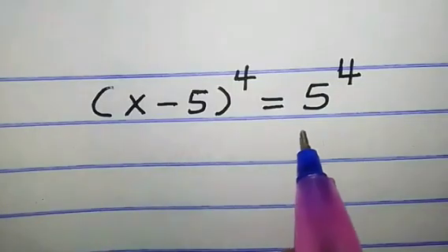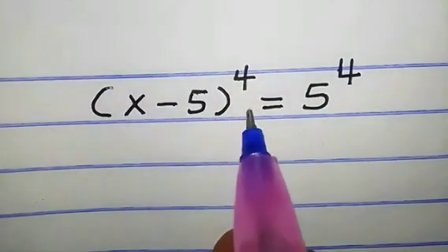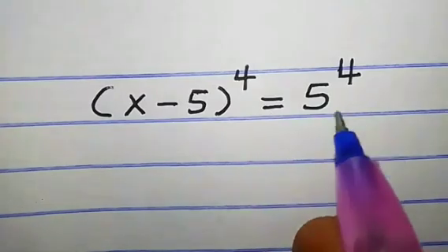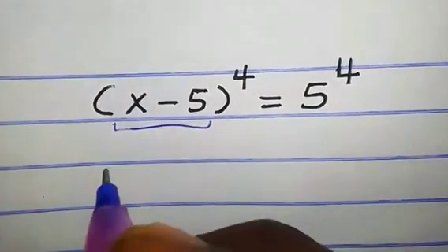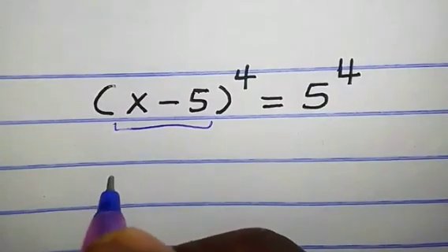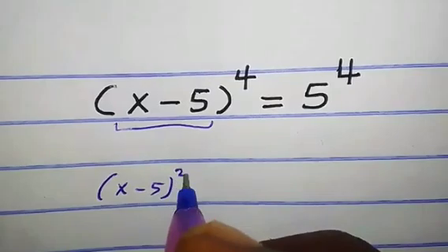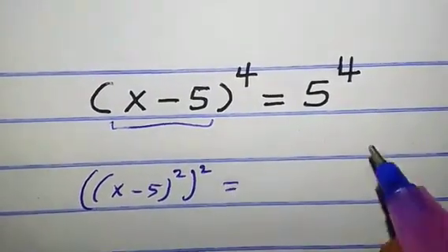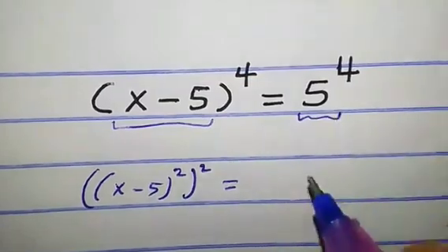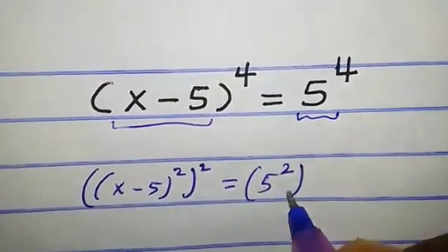How do we solve this equation? (x − 5)^4 = 5^4. Let us rewrite this left hand side. We can rewrite it as ((x − 5)^2)^2, equal to... We can also rewrite this right hand side as (5^2)^2.